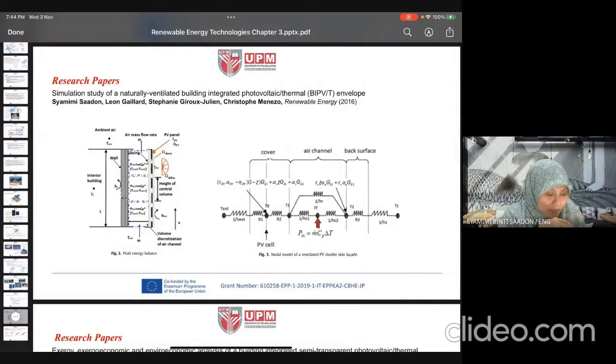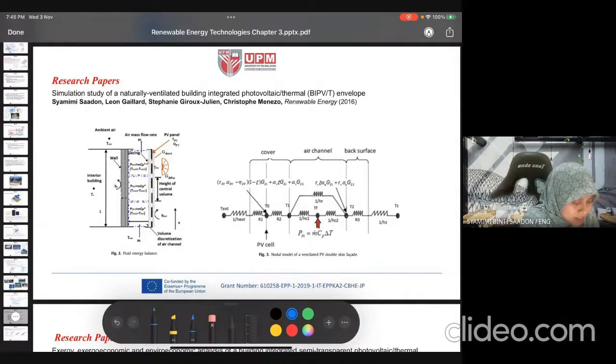And I also integrated a semi-transparent PV panel. At that time, the semi-transparent PV panel was still new. So to model that semi-transparent panel, I needed to create a new numerical model. That is one of the objectives of my PhD. So that is what I want to share with you.